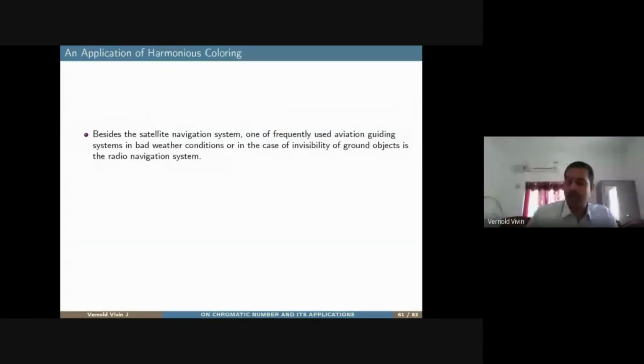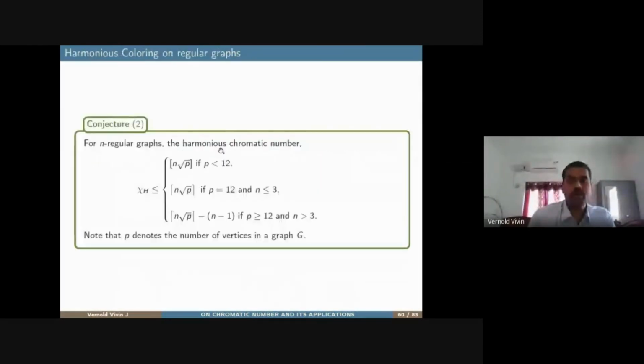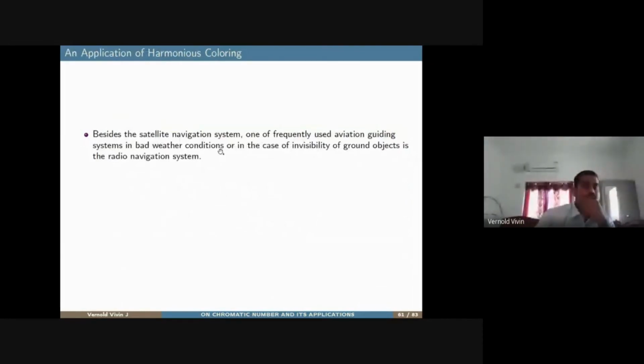harmonious coloring. So this is an example on harmonious coloring. So far we have seen examples on chromatic numbers or graph coloring, simple ordinary graph, proper vertex coloring. Now I'm going to give an example for a proper harmonious coloring, which is also a vertex coloring. The condition is the same: no two adjacent vertices should have the same color, but one more condition imposed is that a pair of colors should not be repeated more than once.